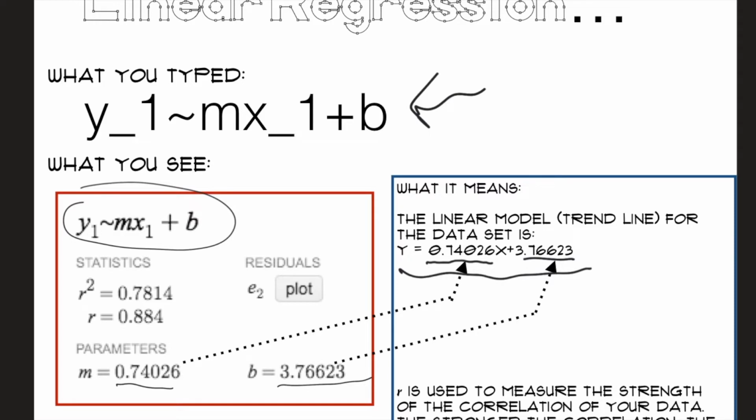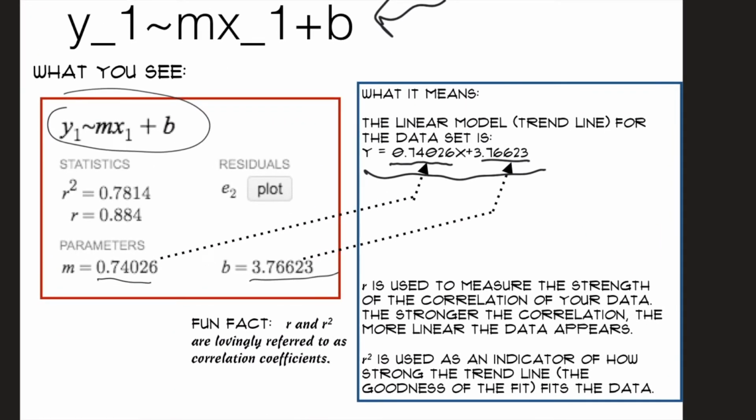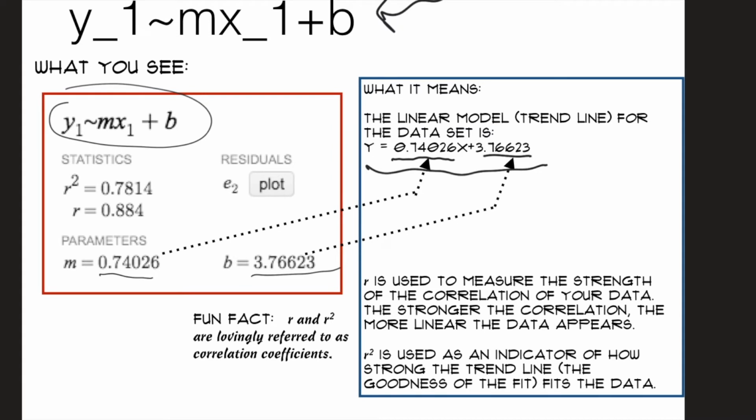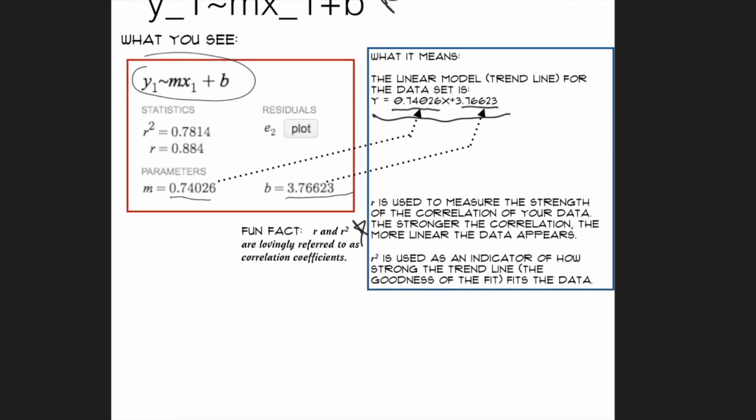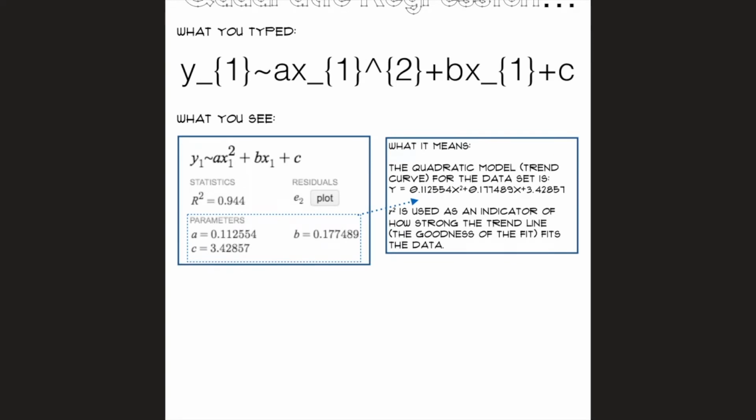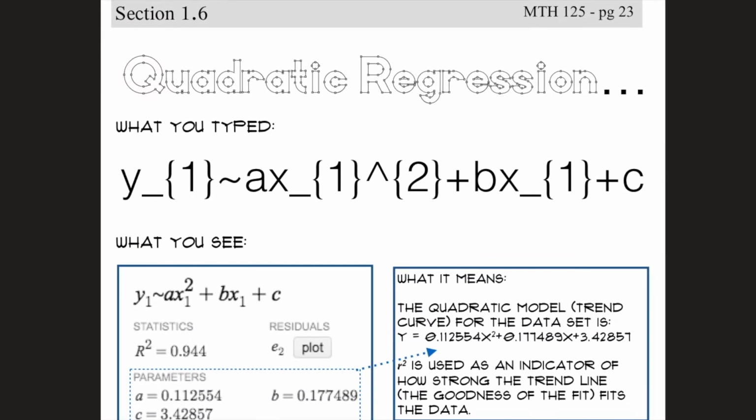Just as a little side note, r and r squared are used to measure different statistical things, and I put a quick little explanation here if you're interested in looking at that further, but we're not going to be looking at that for this section. Then as a quickie also, quadratic regression just means that your data fits more of a curved trend, either a smile or a frown, but everything works exactly the same.